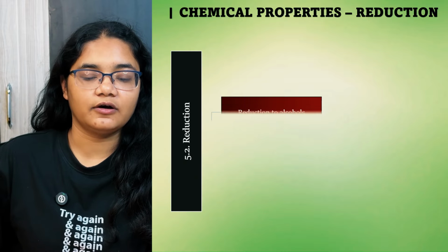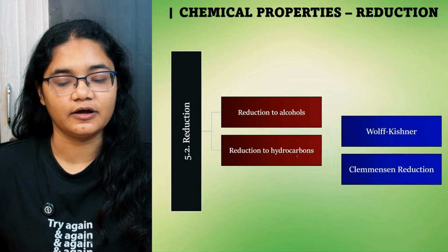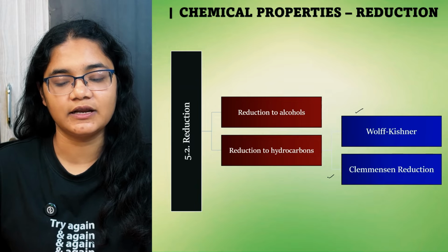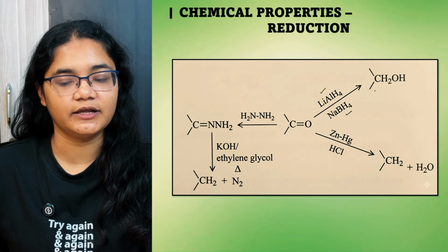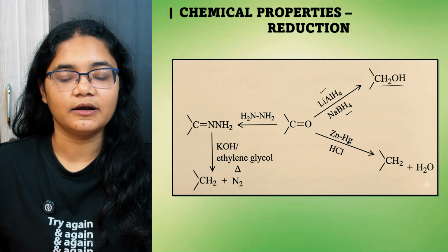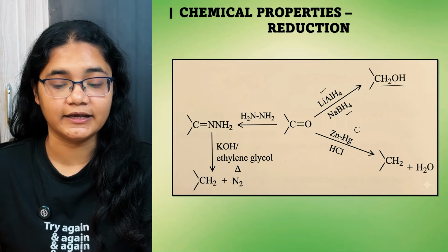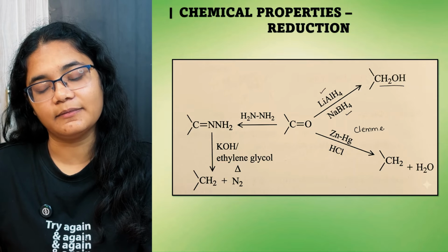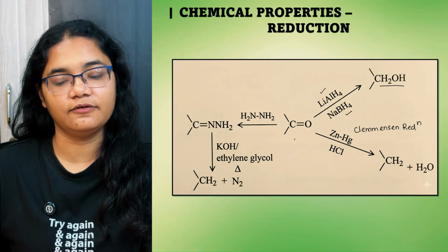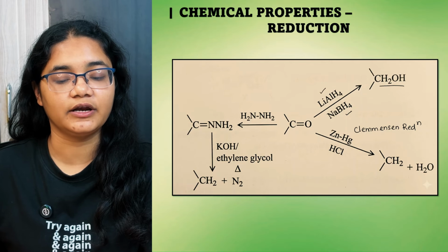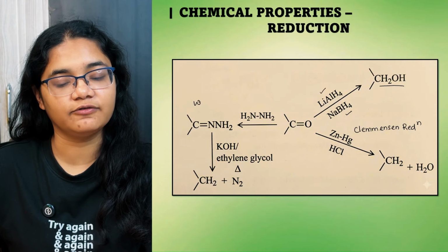Now we have reduction reactions, reductions to alcohols and reductions to hydrocarbons, and in reductions to hydrocarbons you have Wolff-Kishner and Clemmensen reduction. If you treat it with LiAlH4 or NaBH4, you can reduce it to alcohols, but if you treat it with ZnHg and HCl, this is reduction to alkanes, and this reaction is called Clemmensen reduction. Similarly, if you have NH2NH2 and you treat it with ethylene glycol, then this particular reaction is your Wolff-Kishner reduction.